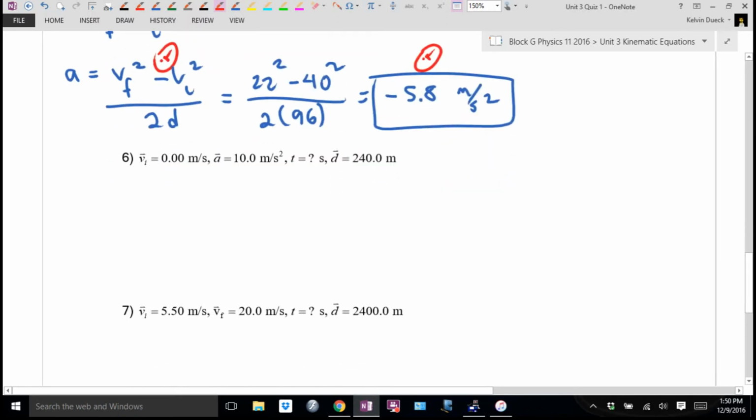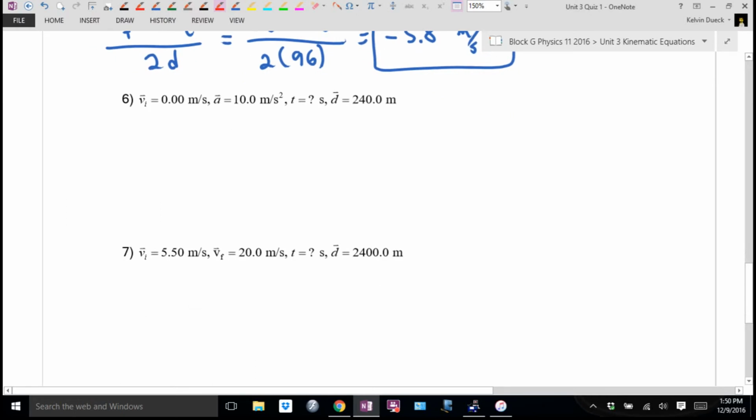6, 7, and 8 were mini curveballs, in particular 6 and 7. I like number 6. Number 6 is a nice question. What equation am I going to use for number 6? This one. D equals a half AT squared.